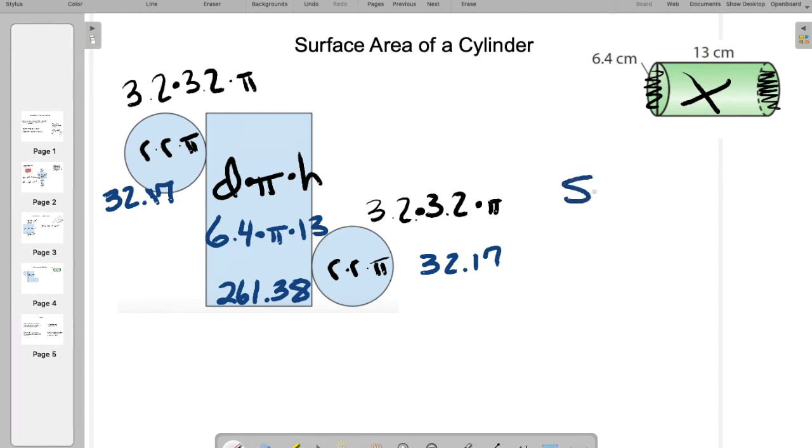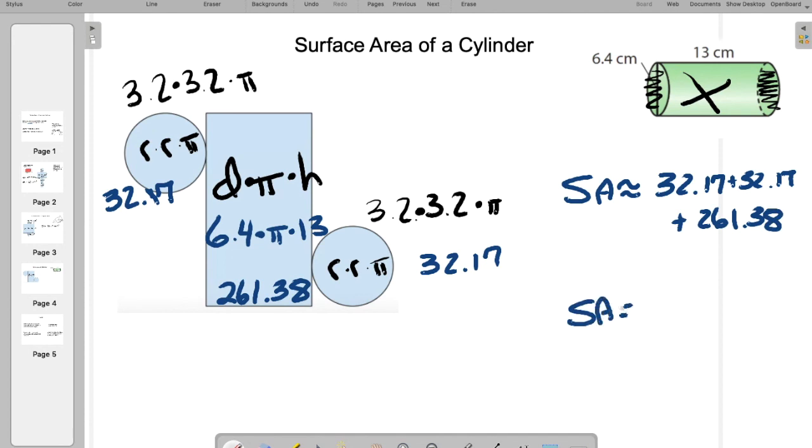So when we write the surface area, we're going to write with the about equal sign, and we just simply add up the three things that we had. And when we calculate this out, we end up getting about equal to 325 and 72 hundredths units squared. Once again, two-dimensional measurement, so we need to label it in units squared.